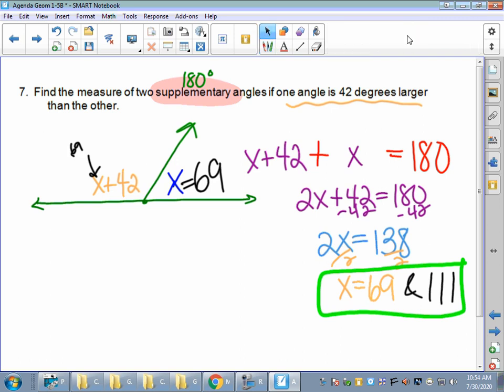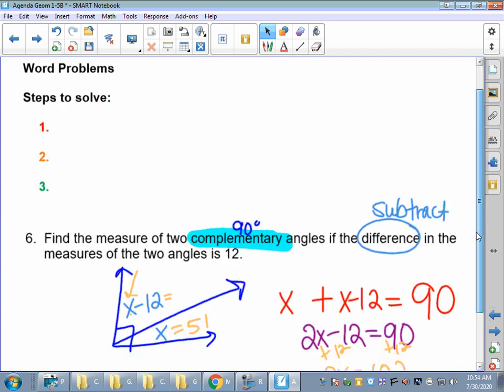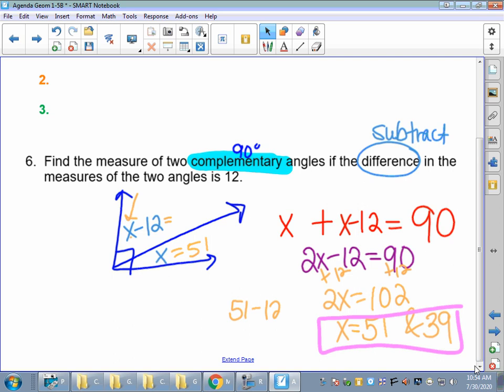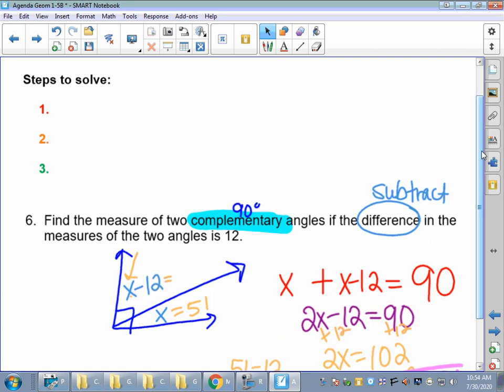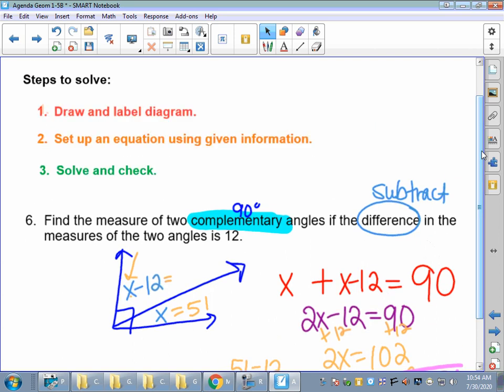Built-in double check. I forgot to say that on the last problem. 69 plus 111 should add up to 180. Otherwise, we did the problem wrong. If I go back to this one, 51 plus 39 should be 90 degrees. If not, I did something wrong. So there's always a built-in double check. Again, there's no reason for you to get those wrong.